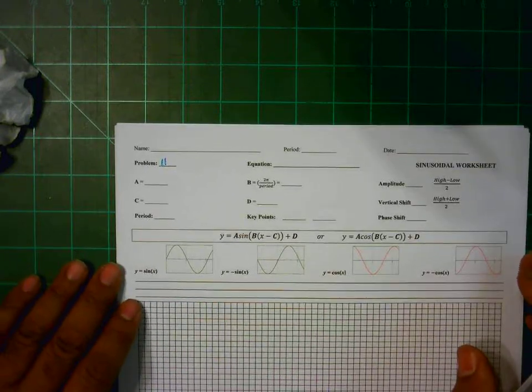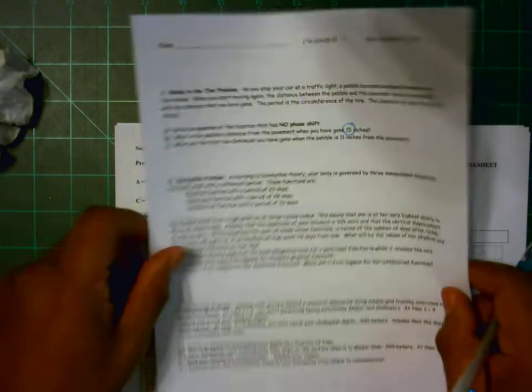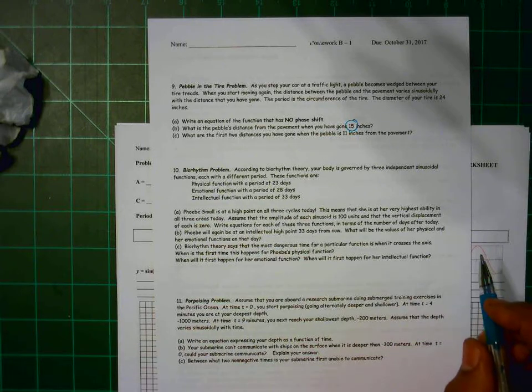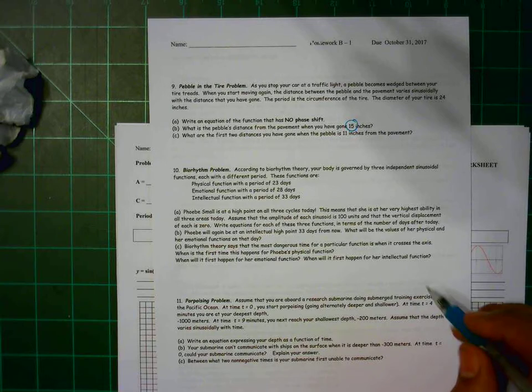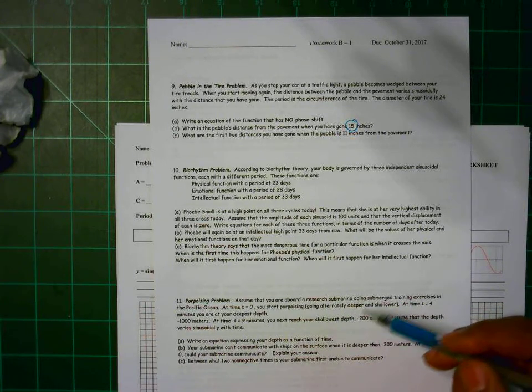Now we're not doing problem number 10, but we're going to go to problem number 11. This is a porpoising problem. Assume you are aboard a research submarine doing submerged training exercises in the Pacific Ocean. At time t equals 0, you start porpoising. That's going up and down.